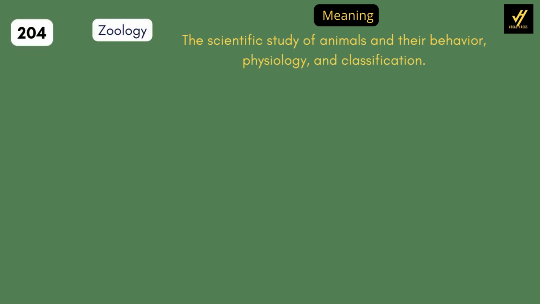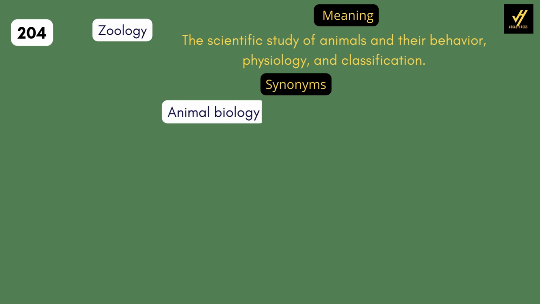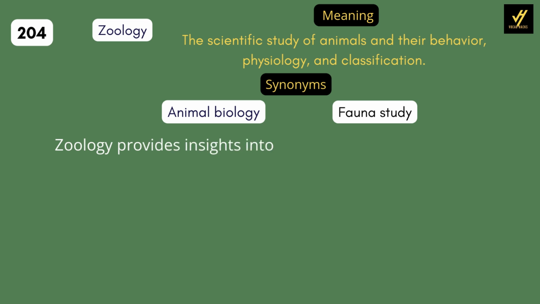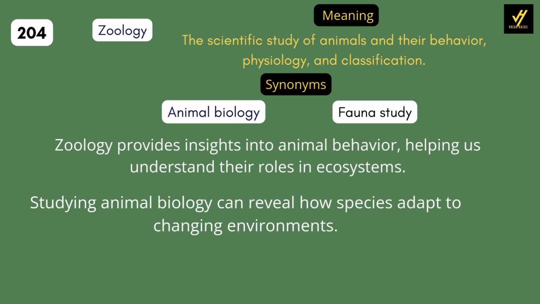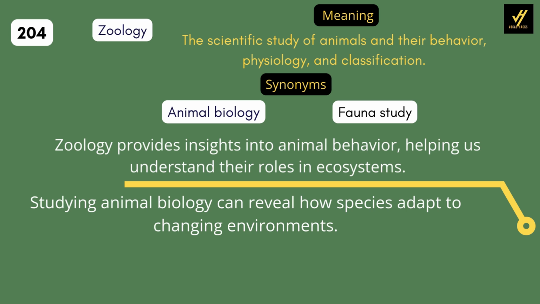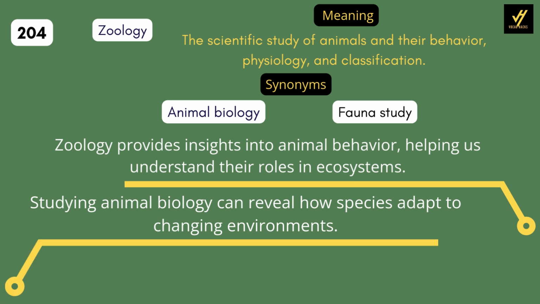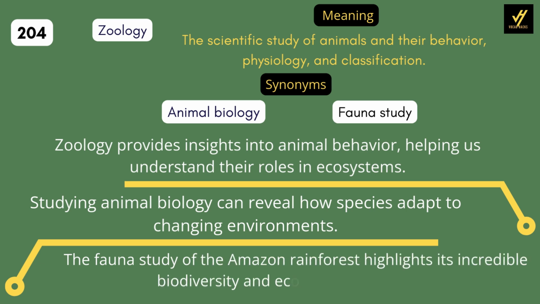Zoology, the scientific study of animals and their behavior, physiology, and classification. Animal biology, fauna study. Zoology provides insights into animal behavior, helping us understand their roles in ecosystems. Studying animal biology can reveal how species adapt to changing environments. The fauna study of the Amazon rainforest highlights its incredible biodiversity and ecological importance.